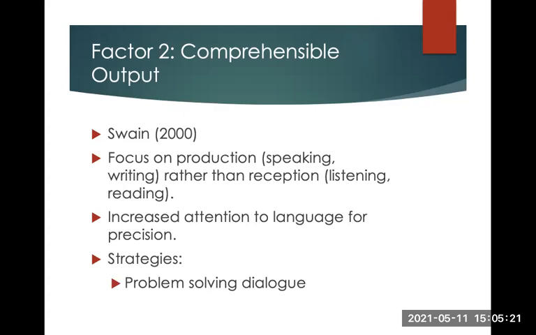The second factor is the converse of comprehensible input. It's output, developed by Merrill Swain, in which we're focusing on speaking and writing rather than reception. And we want to think about some ways that we can support comprehensible output. We could have things like language frames, sentence starters, or activities with problem-solving dialogue, where the kids have to work together to, as the name suggests, solve a problem together.